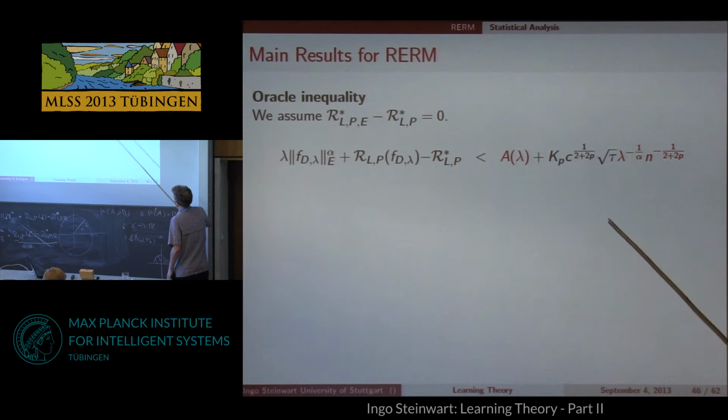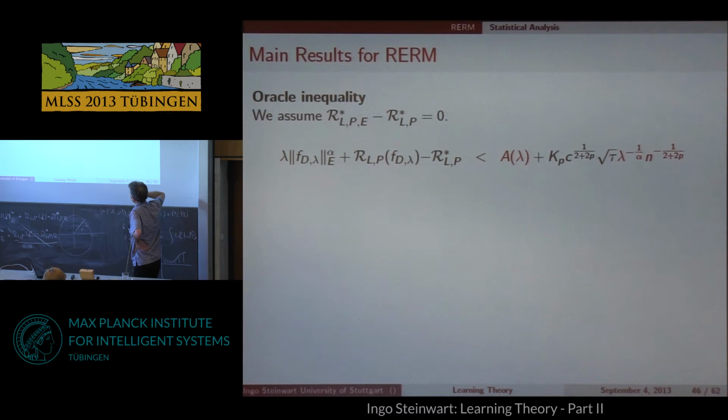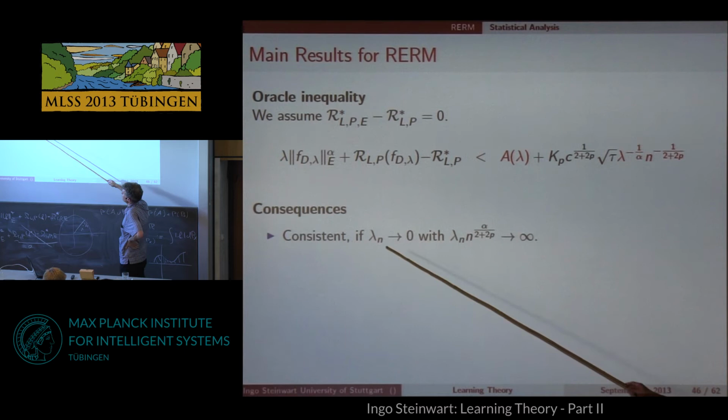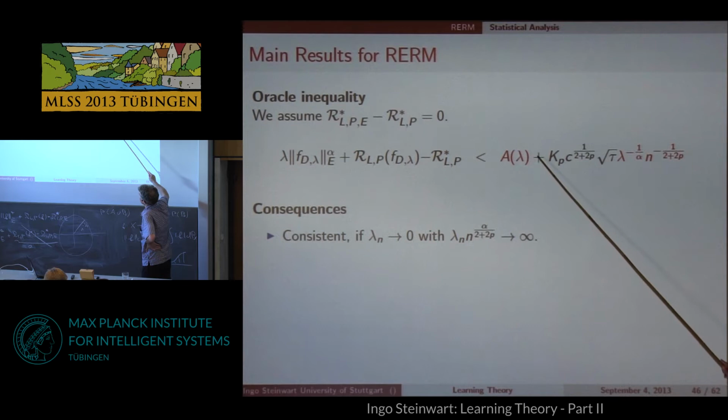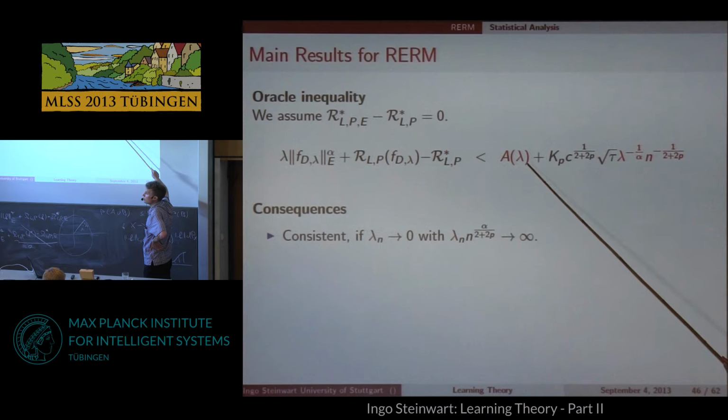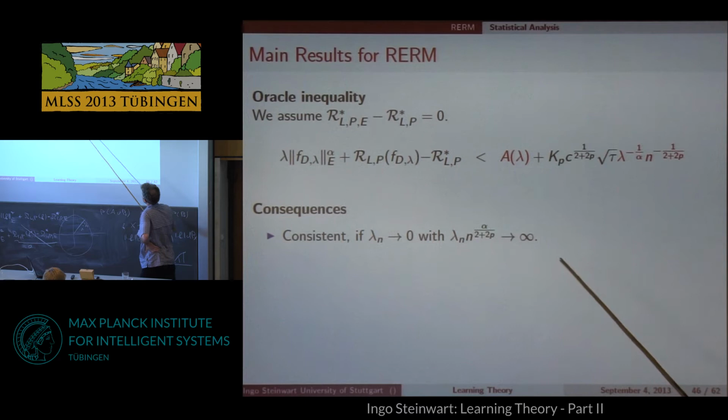All right. So this was the Oracle inequality, assuming that we don't have an approximation error. So that approximation error vanishes, and we end up having just two error terms, the regularization error and the statistical error. So what happens if we choose a regularization sequence lambda n, which goes to zero, but not too fast? Well, if lambda goes to zero, we just saw on the previous slide that the regularization error also converges to zero. And this condition here just ensures that the second error also converges to zero. And therefore, the method is consistent.